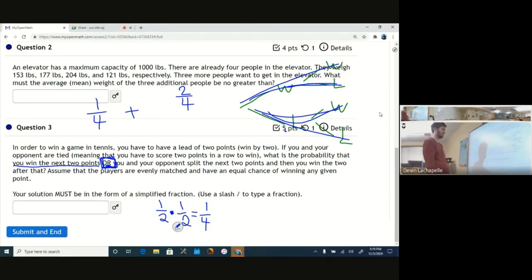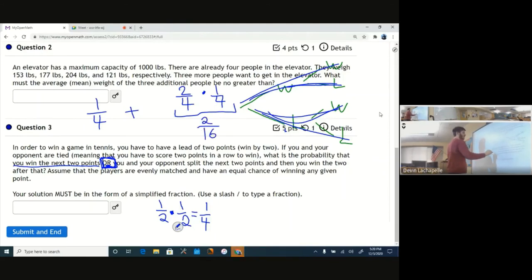2 out of 4 to split points, right? And then I win the two after that. Well, we already know the probability of winning 2 points in a row is 1/4. And since I'm doing these all in a row, I'm going to multiply them. So 2 out of 4 chance to split, 1 out of 4 to win 2 points in a row. Okay, so what's 2/4 times 1/4? Well, I just multiply straight across. I get 2/16. 2/16, I can reduce that. That's going to be 1/8.